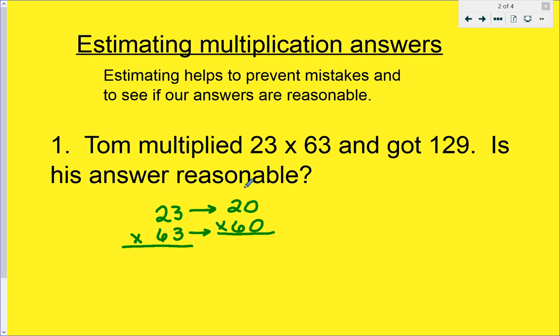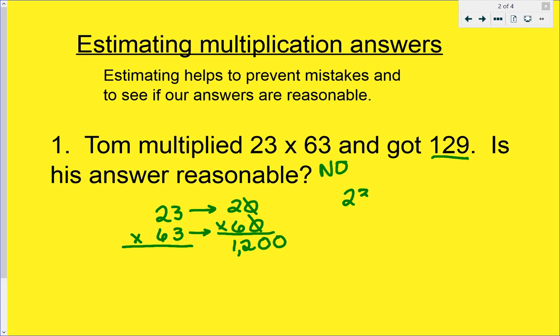So for this problem, remember what we can do is cross off all the zeros that we have at the end of our numbers. I had crossed off 2 zeros, so I have to put 2 zeros back on the end of my number. Sometimes I've seen only people put 1 zero. However many you cross off is how many you put back on. All right, and then we do 2 times 6 is 12. So we have 1,200 is about where the answer should be. He got 129. So is his answer reasonable? No. So let's see what our actual answer should have been.